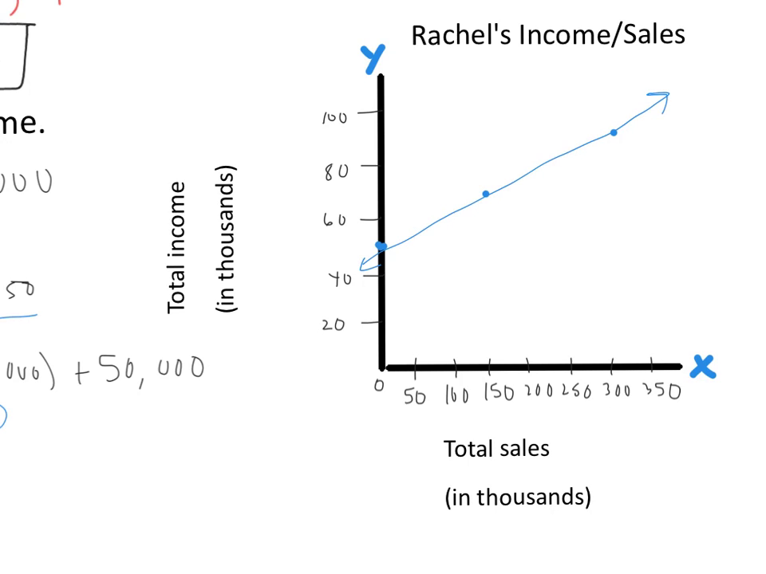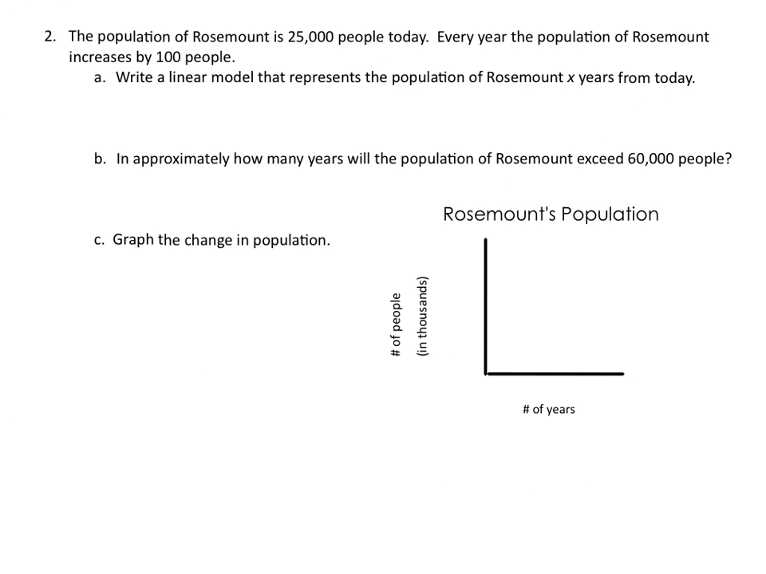And now we are done with this problem. All right, problem number 2. The population of Rosemont is 25,000 people today. Every year, the population of Rosemont increases by 100 people. Part A, write a linear model that represents the population of Rosemont X years from today.